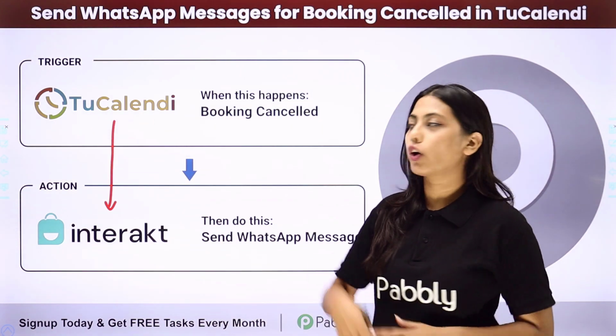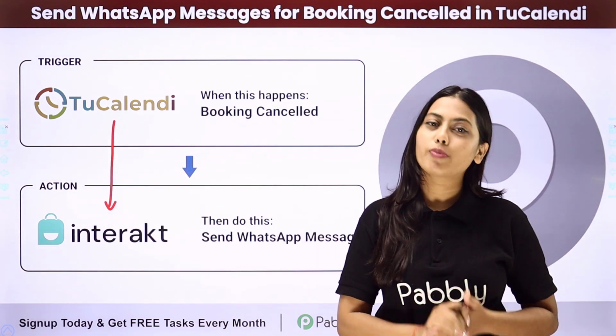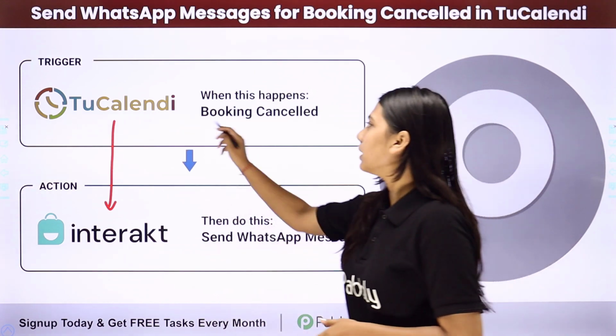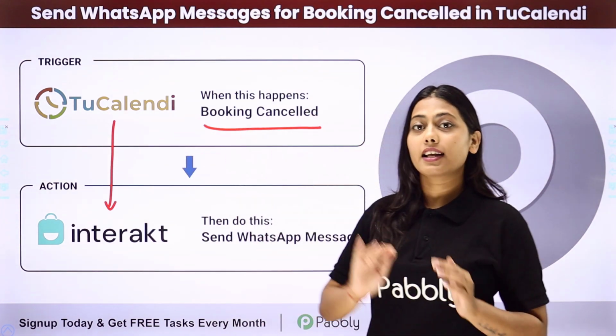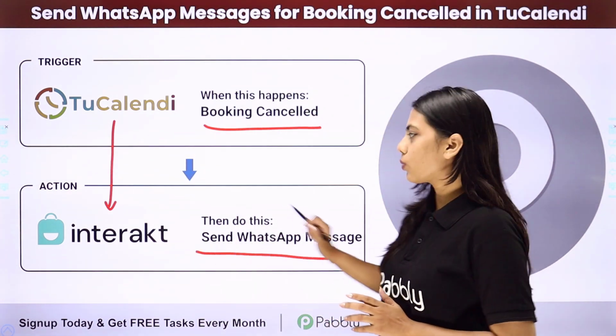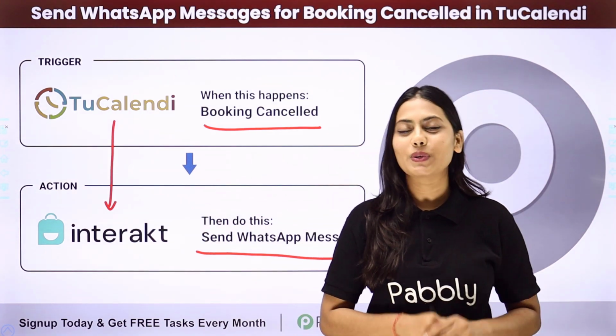So we are going to create an automation for this whole process with the help of Pabbly Connect, where our trigger will be booking cancelled in TuCalendi and our action will be to send a WhatsApp message via Interact. Let us learn how to do that.